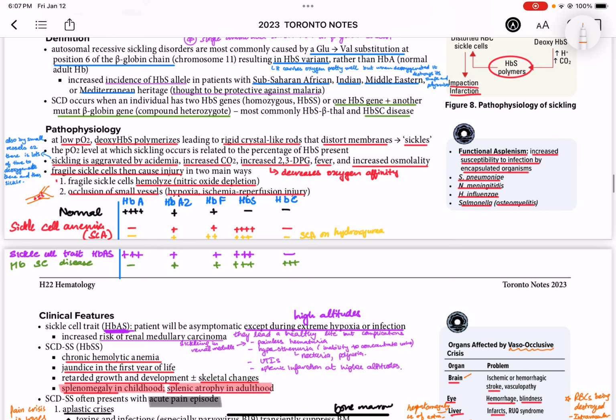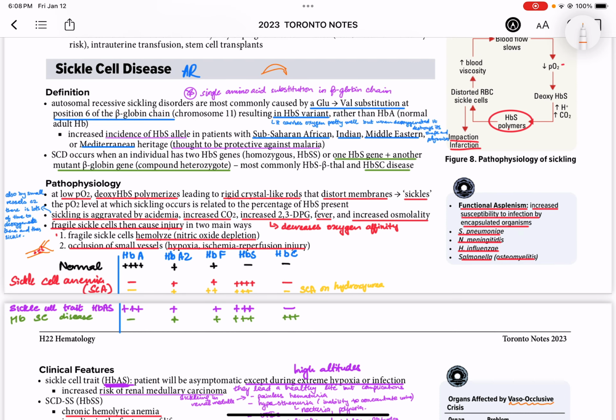And what's the pathophysiology? At low oxygen levels, when hemoglobin S gets deoxygenated, deoxyhemoglobin S polymerizes, leading to rigid crystal-like rods. Just like I told you before, whenever it loses oxygen, it loses its shape and forms rigid crystal-like rods which distort the membranes. That shape is called sickle. So this is sickling, and how much sickling happens depends on the percentage of hemoglobin S present in that person.